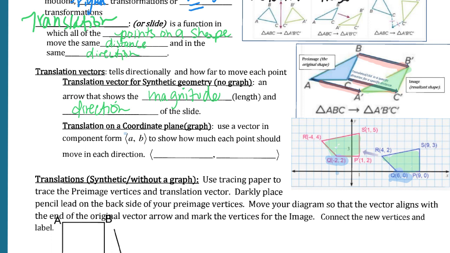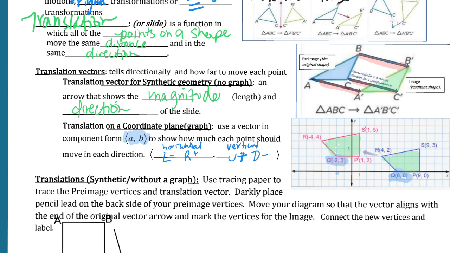And this form right here is called vector form, and this is what you use on a graph because it's hard to describe diagonally. You'd have to use the Pythagorean theorem to figure that out. So instead, we break it into the horizontal and vertical components. The horizontal part goes in the first one, the x value, how far it goes left to right. Left is negative and right is positive. Then this is the vertical, the y. Up is positive, and down would be a negative.